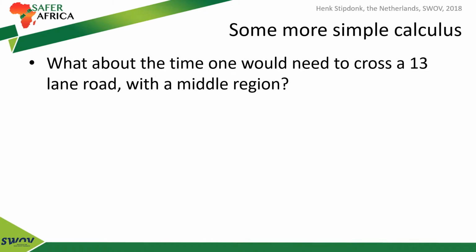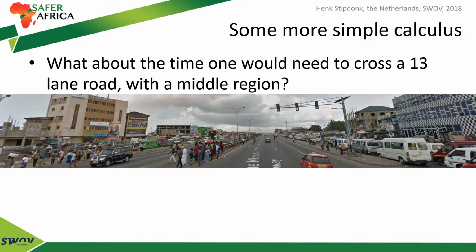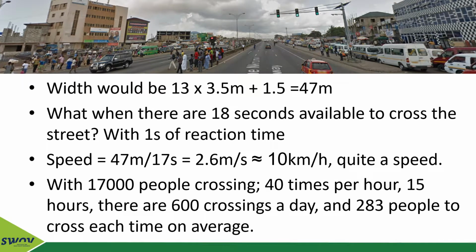Let's do some more simple calculus. What about the time one would need to cross a 13-lane road with a middle region, such as the one over here in Accra? It's a wide road and people have ample time to cross the street. Let's do some calculations, just to get a grip of what speeds actually are. So, with a width of 13 lanes of 3.5 meters wide and perhaps a 1.5 meter region in the middle, this would mean that the total distance would be 47 meters.